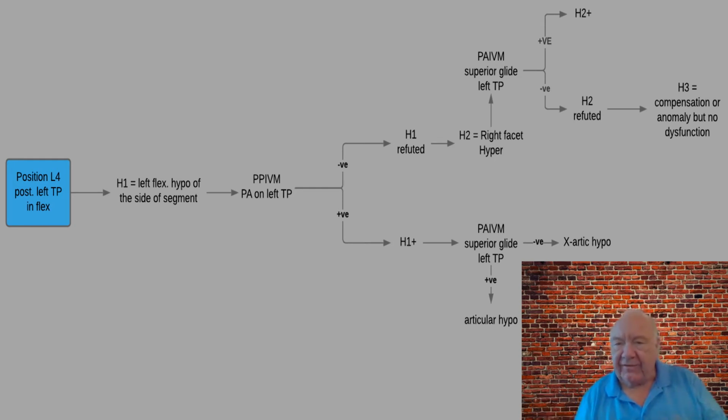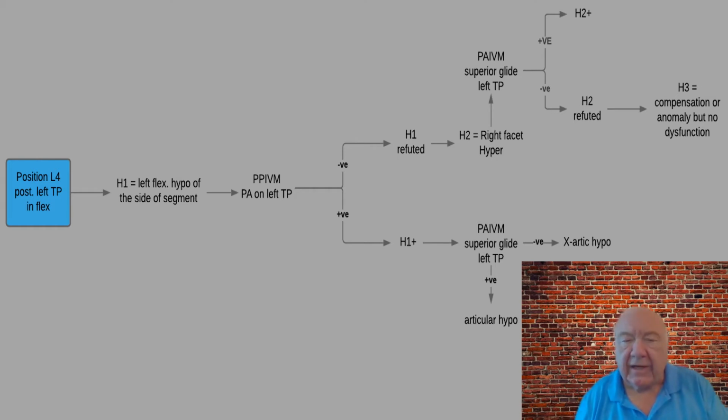If we have a negative test, then H2 is refuted, and we move on to H3, which is either we have a compensatory problem, that is the vertebra above and below it are forcing it into this position during flexion, in which case there's no movement dysfunction, it's simply being put into that position. Or we have a congenital anomaly, with the transverse process being deformed backwards, so that the posterior transverse process is an actual posterior transverse process relative to the vertebra, not relative to space. If the P-pivum turns out to be a positive one, then we've proved H1.